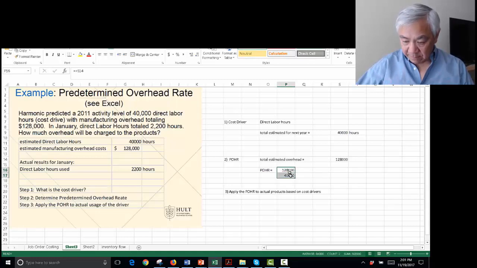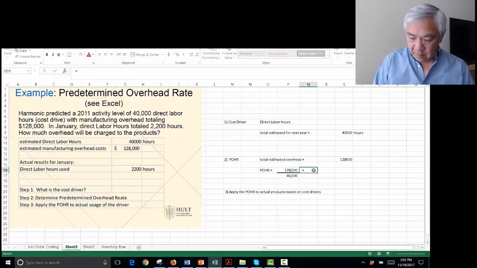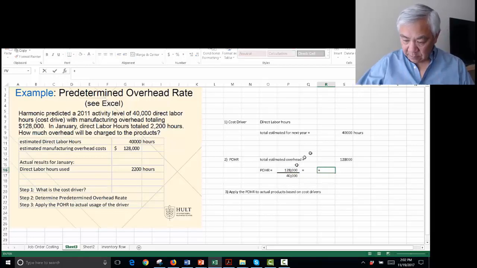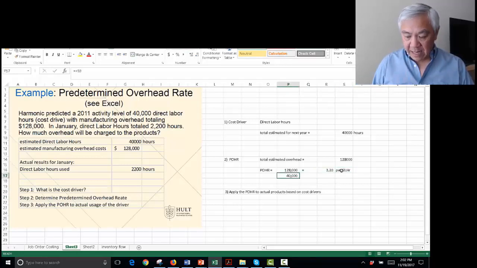So let me just clean this up. So this would equal 128 divided by 40. POHR in this case is 3. I'll fix the formatting again. It's $3.20 per direct labor hour. All right, so now we can apply it.